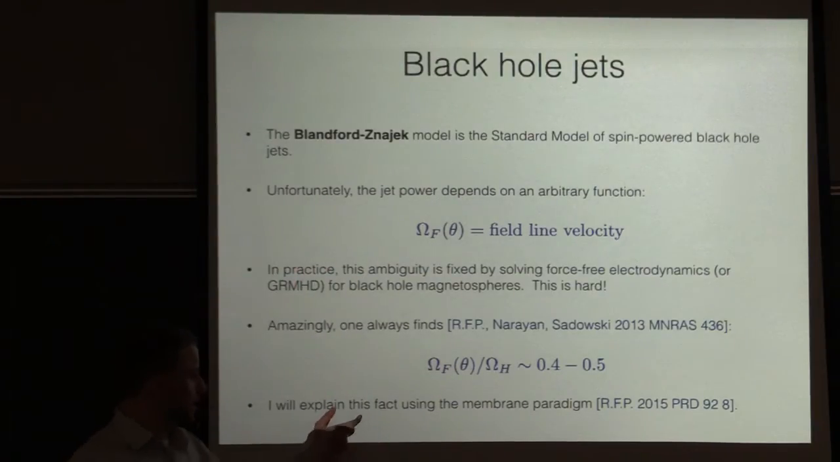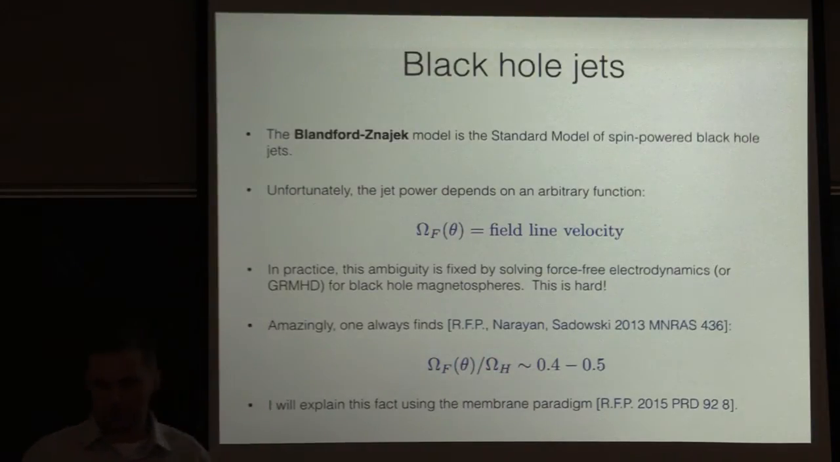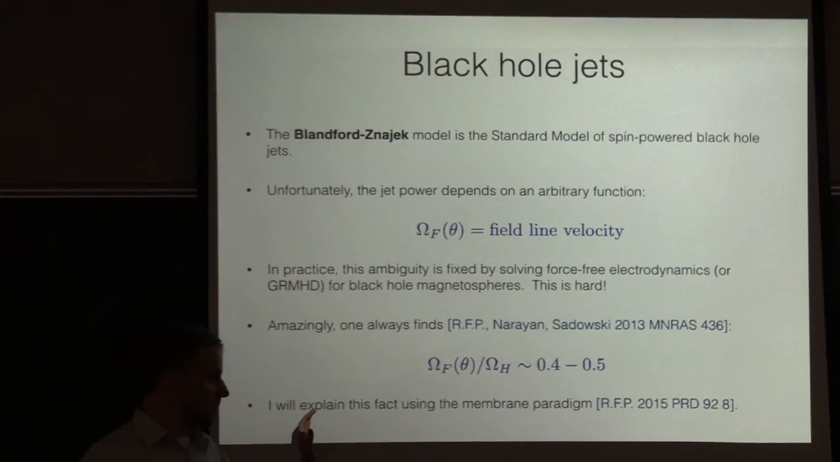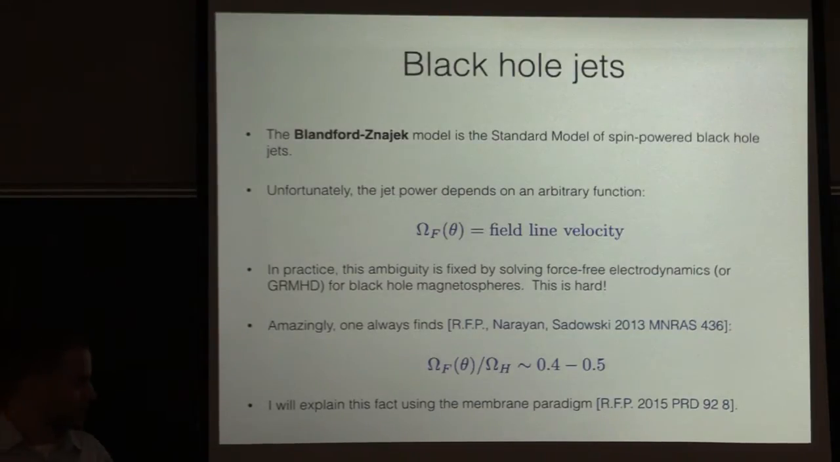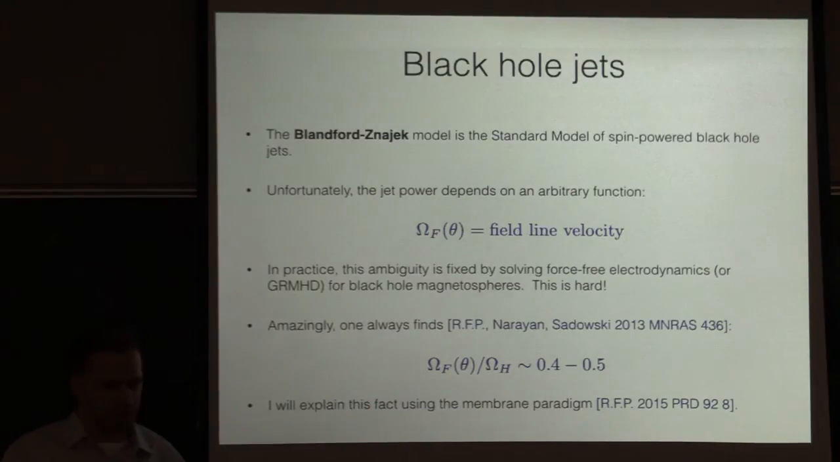But I spent some time trying to understand why it always came out to be this universal half. Why not something else, or something that depends on parameters? The way I was able to find a nice explanation was by recasting the problem in this membrane paradigm language. And it turns out when you look at it in that language, there's a really nice explanation of what's going on. Okay, so in this part of the talk, I want to explain that explanation for why this always came out to be a half.